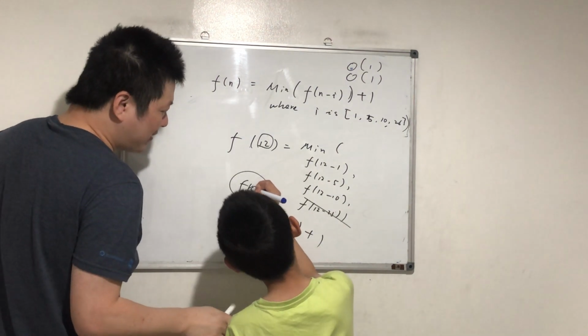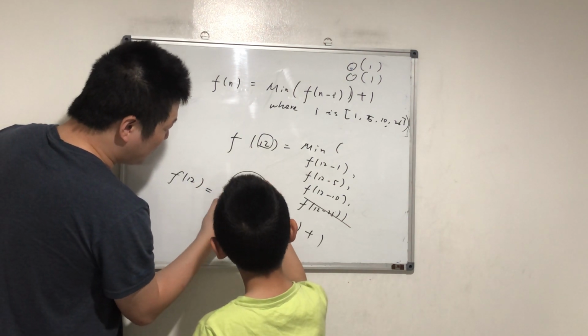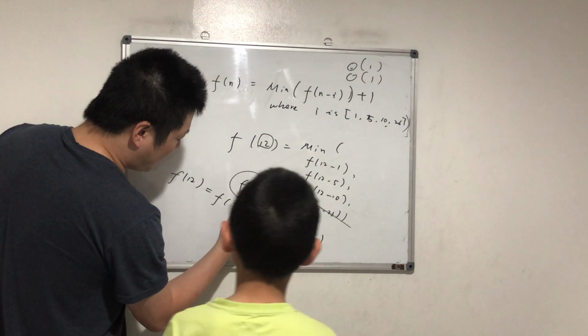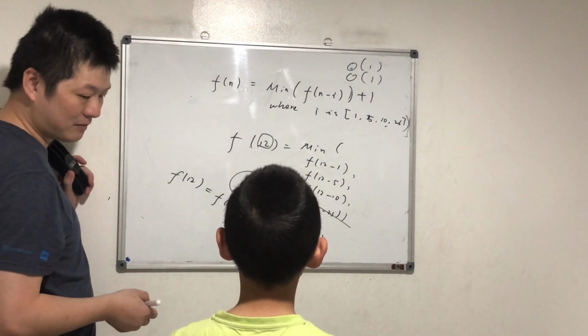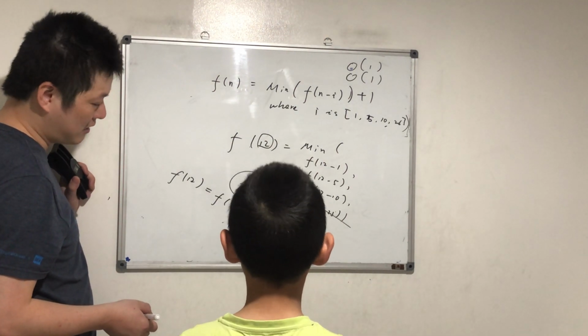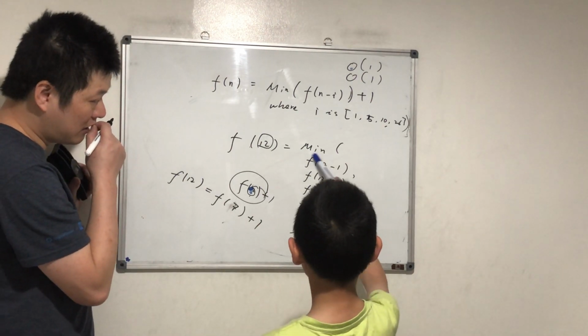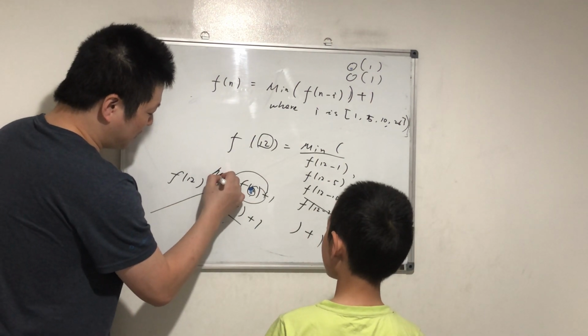Can you tell me why this is F12 equals F7 plus 1? Can you tell me what's this? F12 equals... Isn't that supposed to be min? Okay, so why is it min? Yeah, you're right, this is min. Why is that?